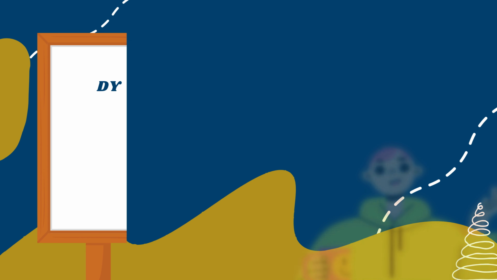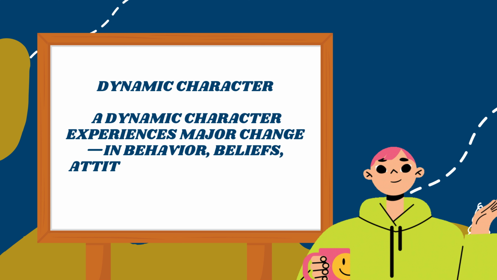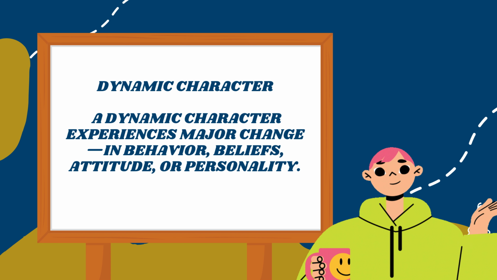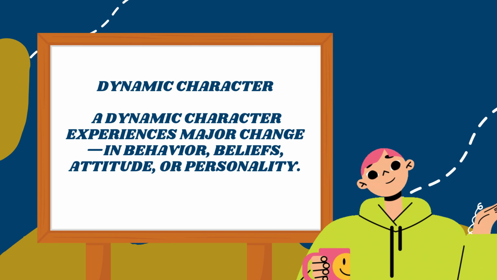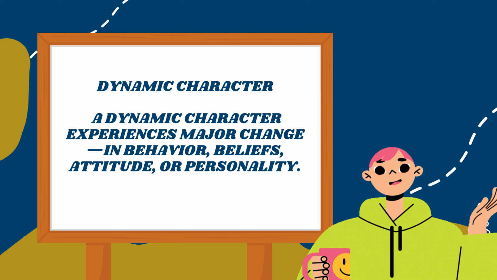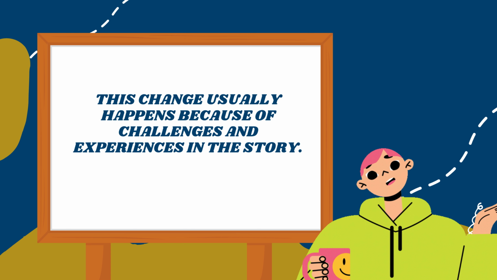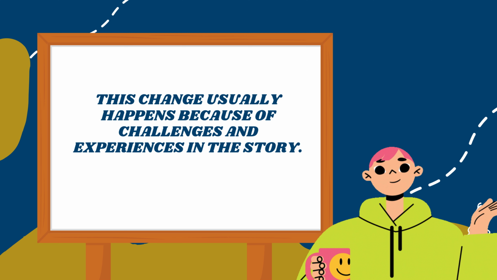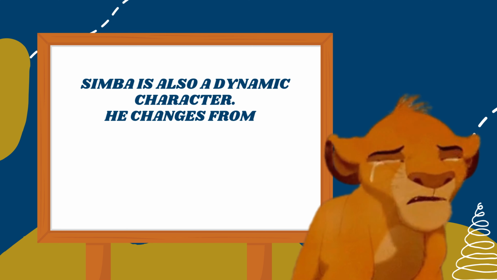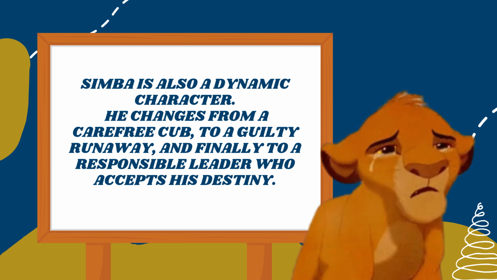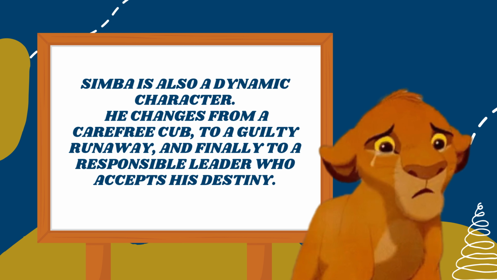Fourth, dynamic character. A dynamic character experiences major change in behaviors, beliefs, attitude, or personality. This change usually happens because of challenges and experiences in the story. For example, Simba is also a dynamic character. He changes from a carefree cub to a guilty runaway and finally to a responsible leader who accepts his destiny.